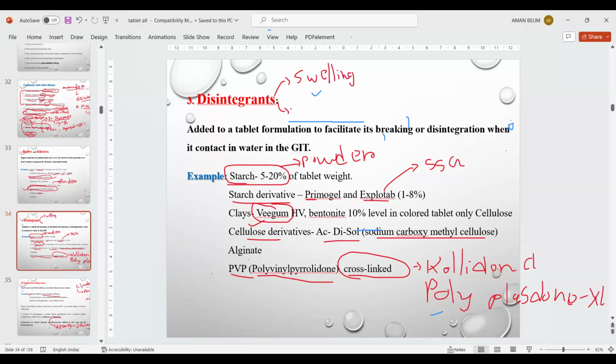Swelling means that the polymer will act as a disintegrant, right? We are also using polymer as a disintegrant. That polymer will swell more than its weight, right? And then it will burst the tablet. In case of wicking, it will show capillary action. Capillary action means water will be attracted inside the tablet due to the adhesive forces.